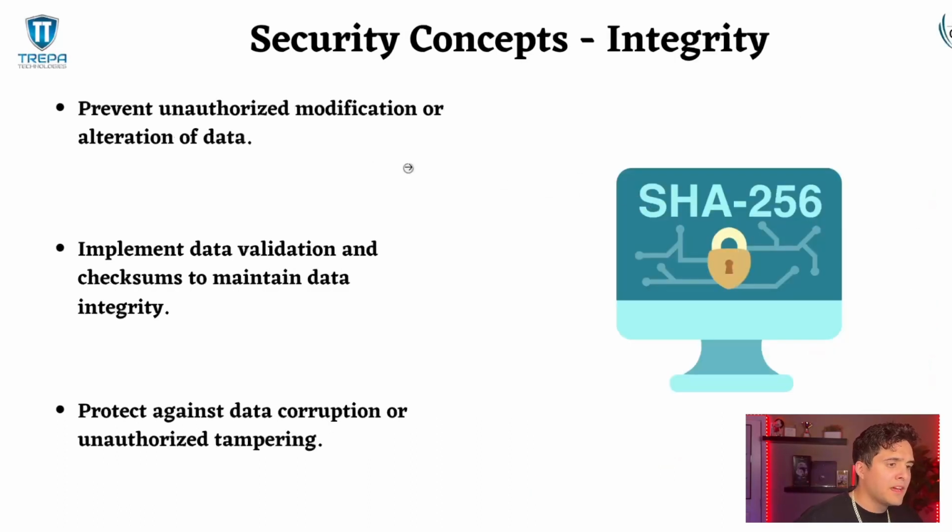Okay, integrity. So this is going to prevent unauthorized modification or alteration of data. So again, this is going over hashing, making sure that none of our data or our software has been changed. We can implement data validation and checksums to maintain that data integrity. And we can protect against data corruption or unauthorized tampering.